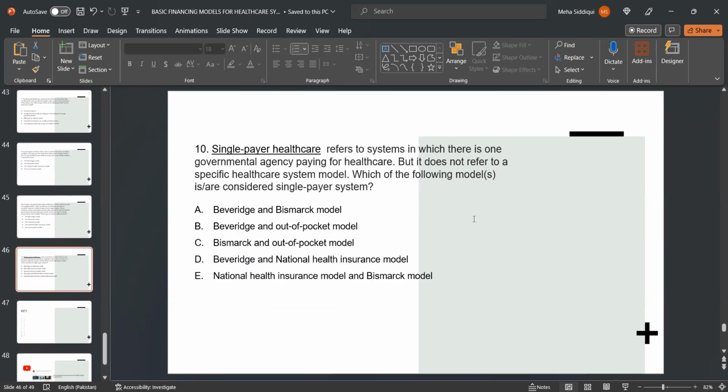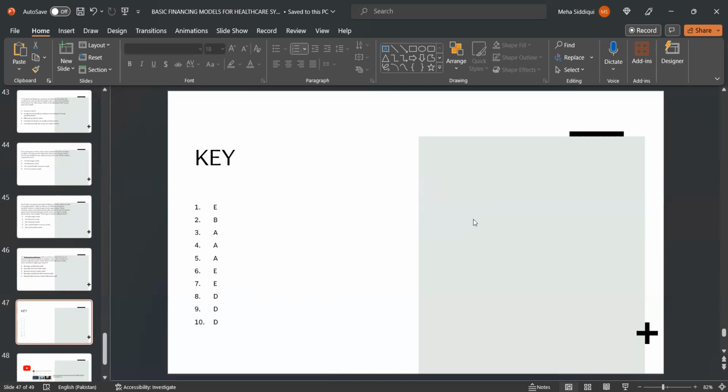MCQ number 10. Single payer healthcare refers to system in which there is one government agency paying for healthcare, but does not refer to a specific healthcare system model. Which of the following model is considered single payer system? Beveridge and Bismarck, Beveridge and out of pocket, Bismarck and out of pocket, Beveridge and national health insurance model, and national health insurance model and Bismarck model. B. D is the right option. Beveridge and national health insurance model. These two models are also known as single payer models, as government is the sole payer in these models. So this is the key of MCQs.